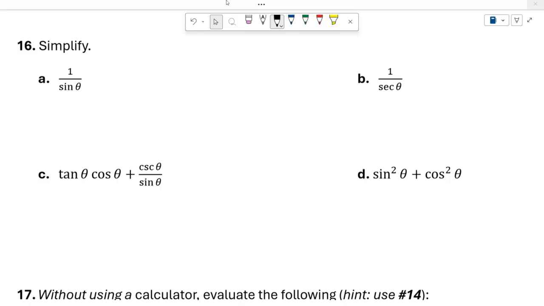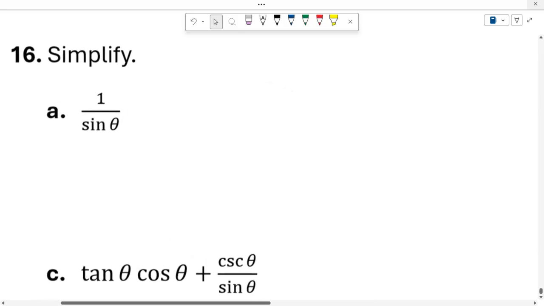In this video we're going to be taking a look at question number 16, and the directions here are fairly straightforward. Simplify. So, taking a look at part A. Part A says 1 over sine of theta. I guess maybe it's debatable as to whether this would be considered simplifying or not. Basically, when we say simplify in this context, we're saying rewrite the trigonometric expression using a different term, essentially, right?